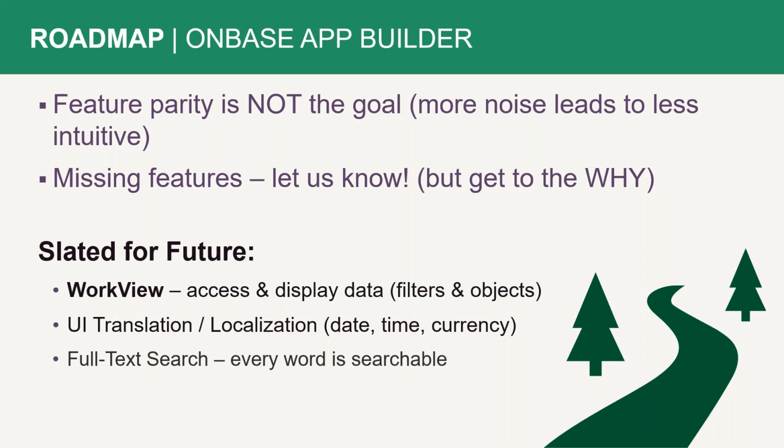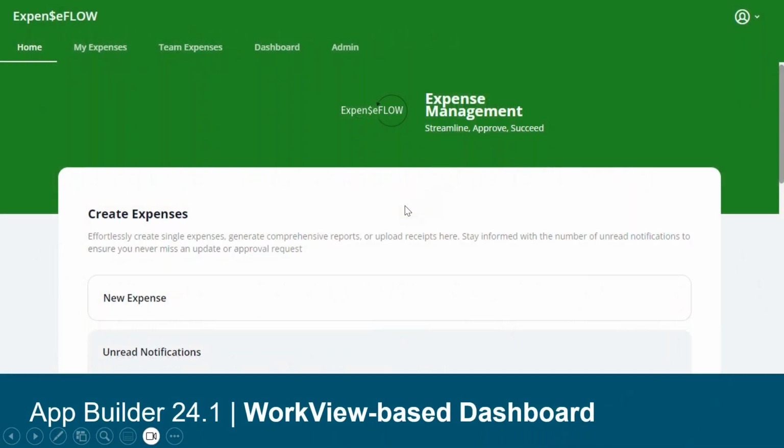What is slated for the near term is that of WorkView, which I'm going to show you next. That's why it's bold. That'll be coming in 24.1, as well as in the future, maybe by 25.1, some translation and localization, as well as full text search capabilities for OnBase apps, which I think would be extremely powerful.